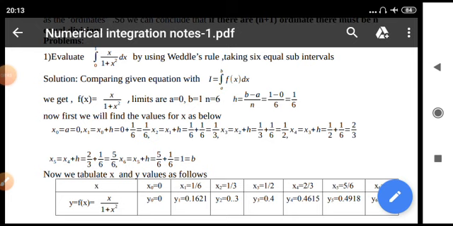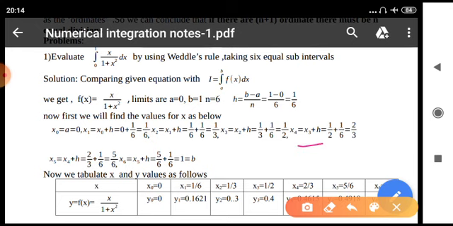Now first we will find the values for x as below. This is very important. x0, which is equal to a, which is 0. Now x1 can be found by using the formula x1 equal to x0 plus h, which is 0 plus 1 by 6, which is 1 by 6. x2 is given by x1 plus h, which is 1 by 6 plus 1 by 6, which is equal to 2 by 6, which is equivalent to 1 by 3. Next we will find x3, which is given by x2 plus h, that is 1 by 3 plus 1 by 6, it comes out to be 1 by 2.